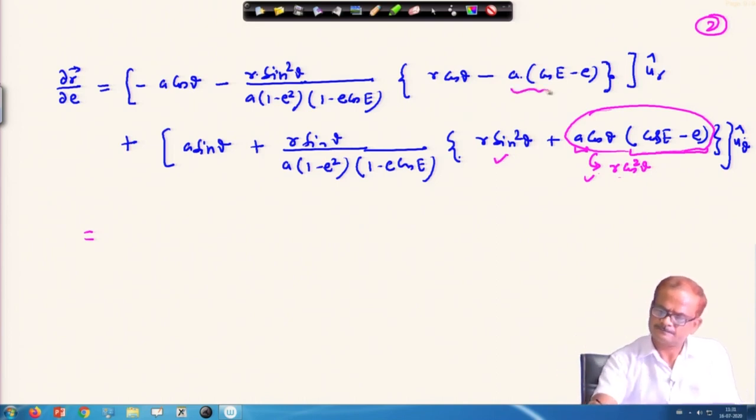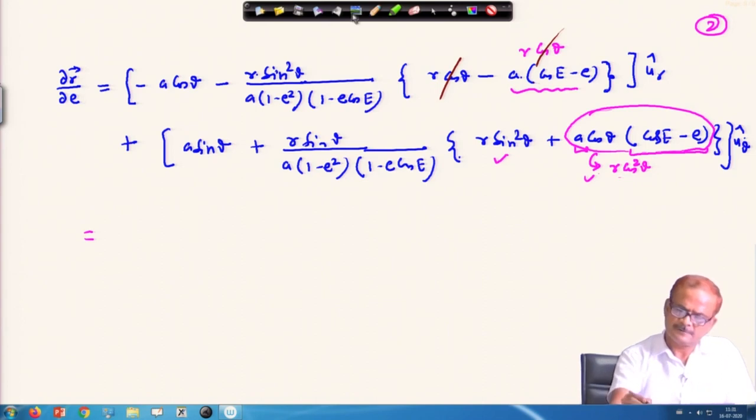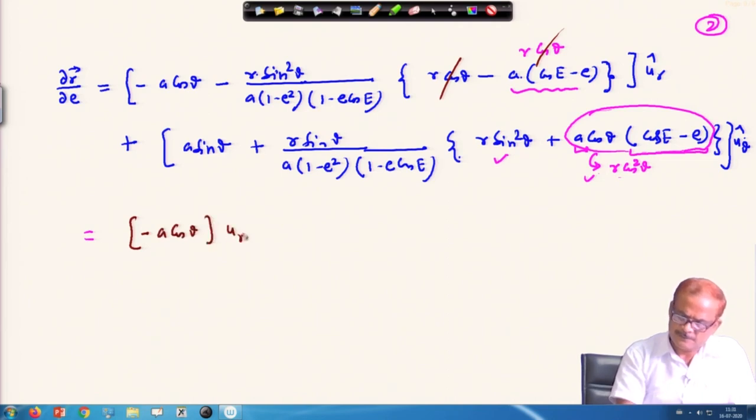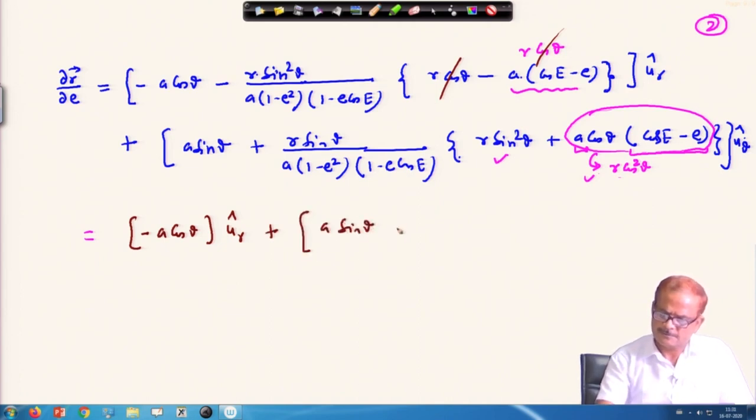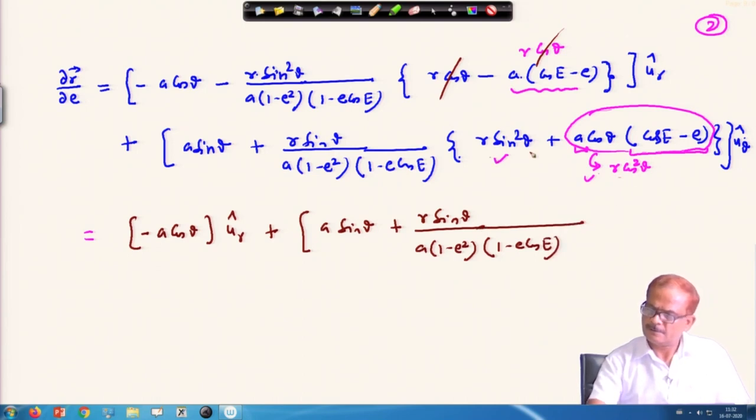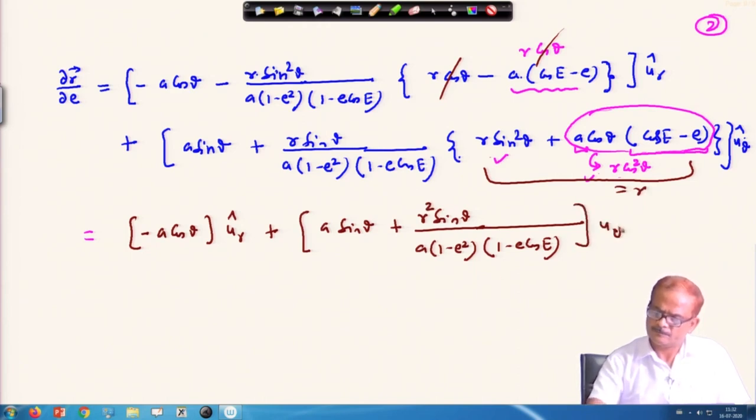So, the second term then gets reduced to a simple format. Similarly, here in this place this term is r cos theta. Okay. So, therefore, we can immediately see that this term and this term cancel out, leaving us with minus a cos theta times u r cap and plus a sin theta, and from here we will have r sin theta divided by a times 1 minus e square minus e cos e, and then r coming from this place. So, this is equal to r. So, we make it r square u theta cap.